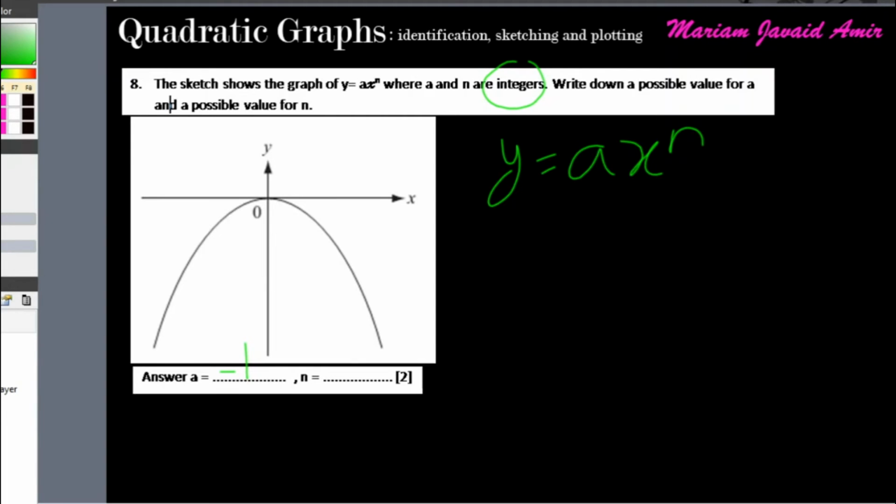So the next is, write a possible value for n. This is a quadratic graph, so the power of x has to be 2. The power can't be 1 because a linear graph looks like this. It can't be cube and so on because a cubic graph looks something like this, which you'll learn in grade 10. So the only possible answer for n is 2, and for a you can write any negative value.